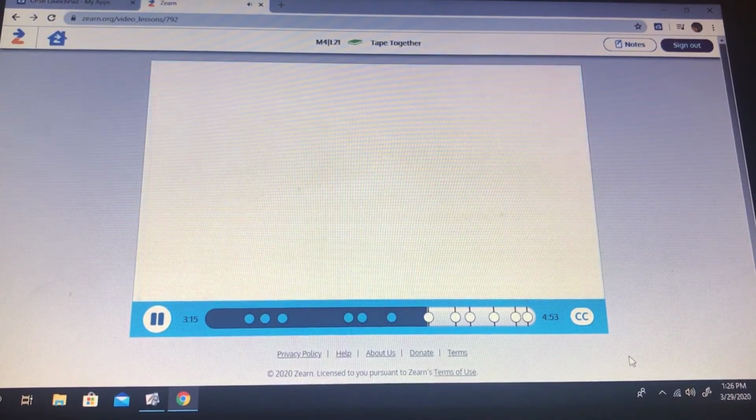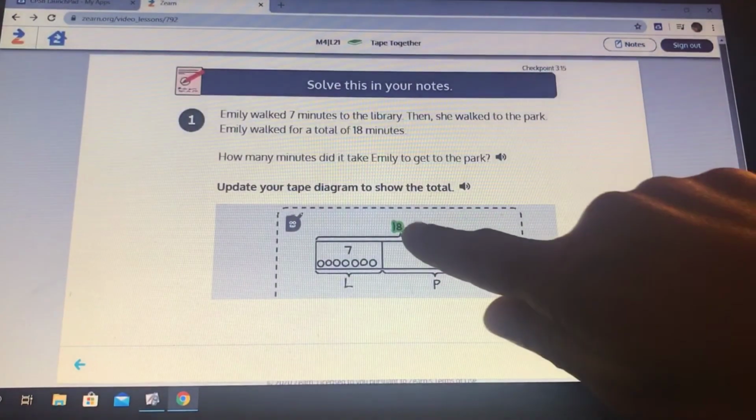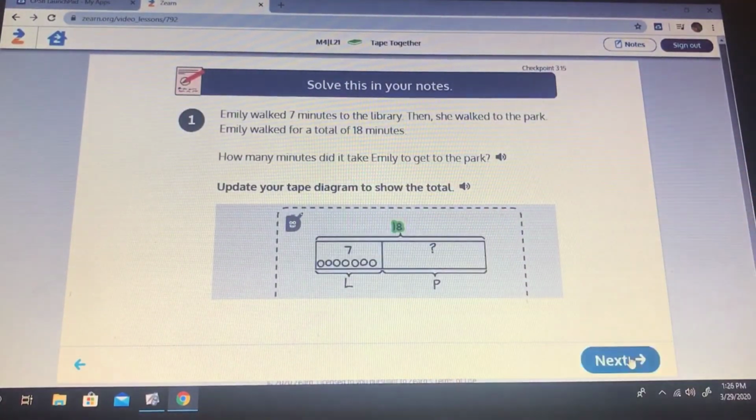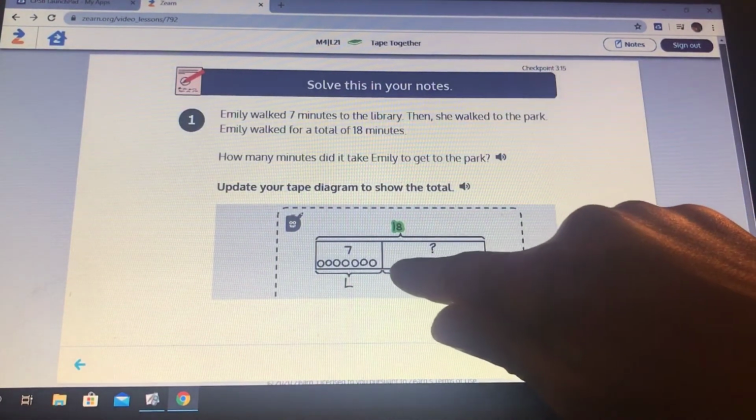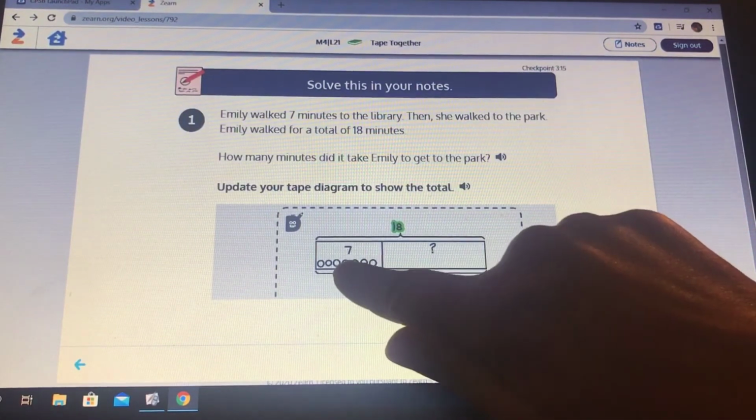So now he wants you to update your tape diagram to show the total. So we know that the total amount of minutes that Emily walked was 18. That's how many in all. If you count all the minutes she walked to the library and the minutes she walked to the park, she walked a total of 18 minutes. So if we want to figure out how many minutes it took her to walk to the park, we have to add in circles here. Enough circles to make a total of 18. Remember, we already have 7 circles drawn for us.